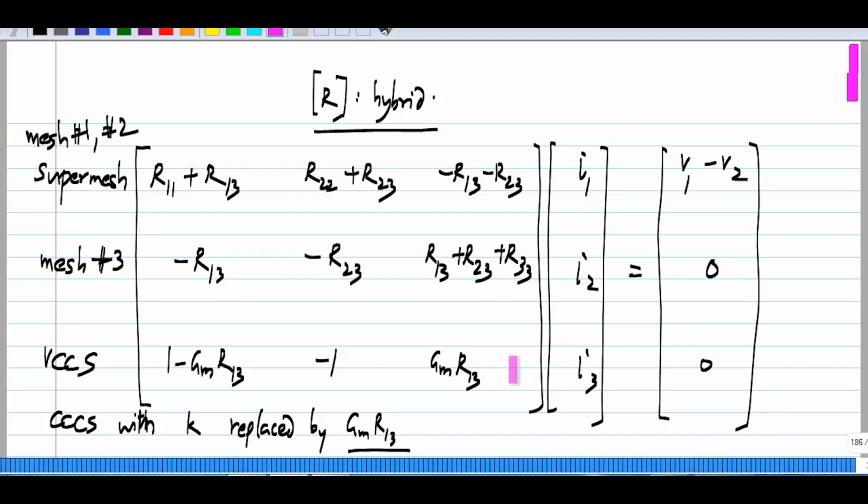Now I went through mesh analysis a little quickly because we have studied nodal analysis extensively, and you can make analogies between each case of mesh analysis and some particular case of nodal analysis. So please study these correspondences as well so that you can learn both nodal analysis and mesh analysis really well.